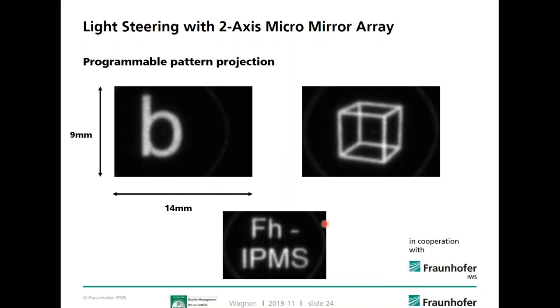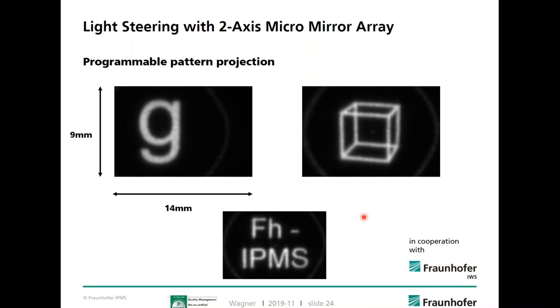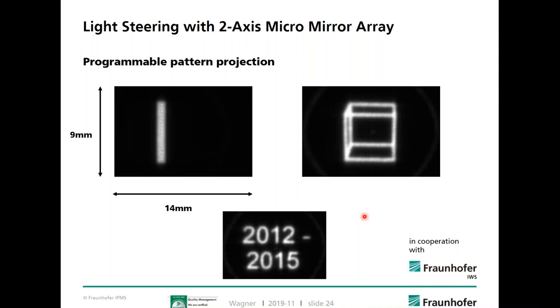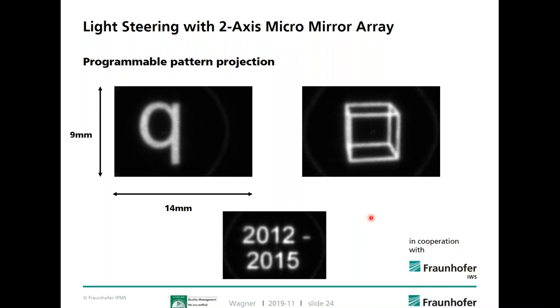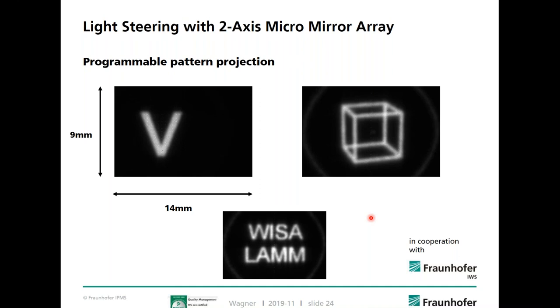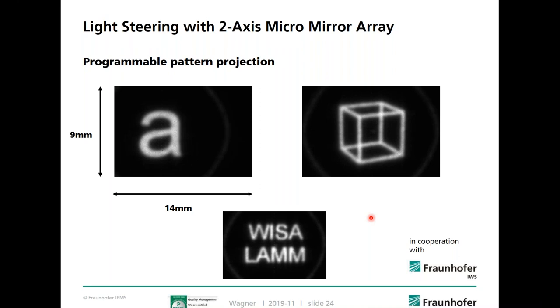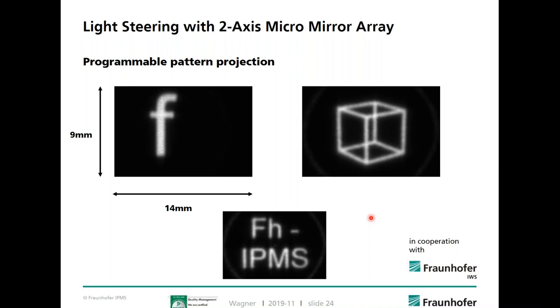What can you do with such two-axis micromirror arrays? You can do light steering. If you remember on the previous slides, with the one tilt axis, the way to generate a pattern always included that you waste light. You lead some of the light into an aperture, into some sort of beam dump.